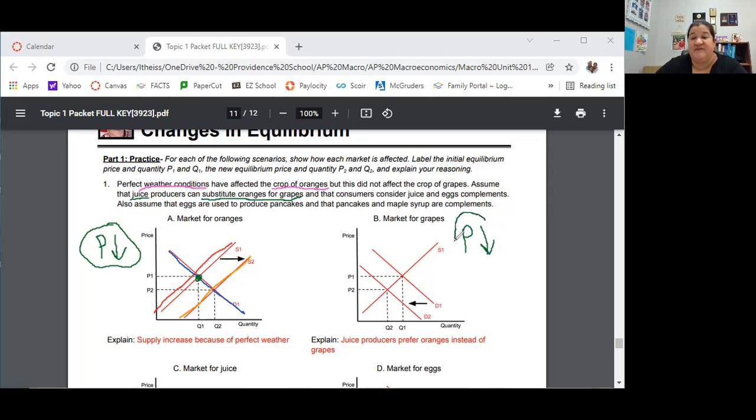Now, what do we do with this information, knowing that the price of grapes decreased? What did they tell us next? What does that do for the market for juice? Wait, I gotta move my mouse. I think I have to erase these things, otherwise it's not gonna make sense when I scroll. All right.